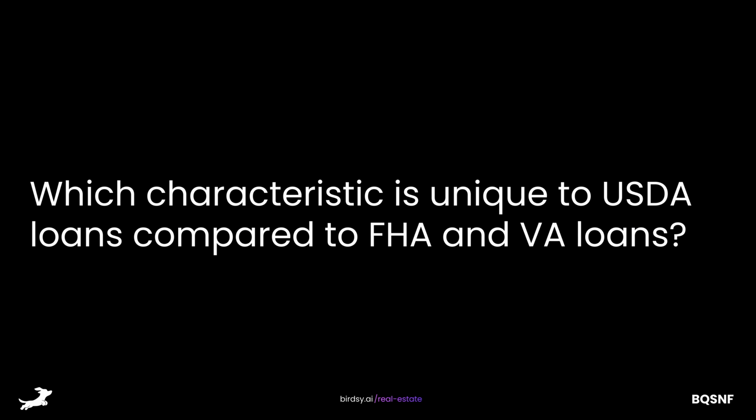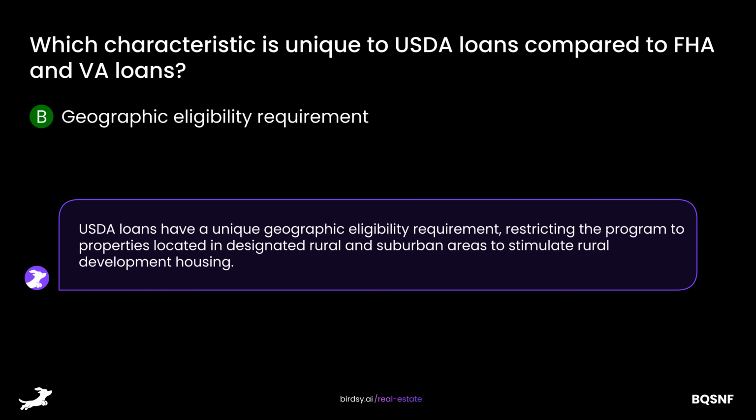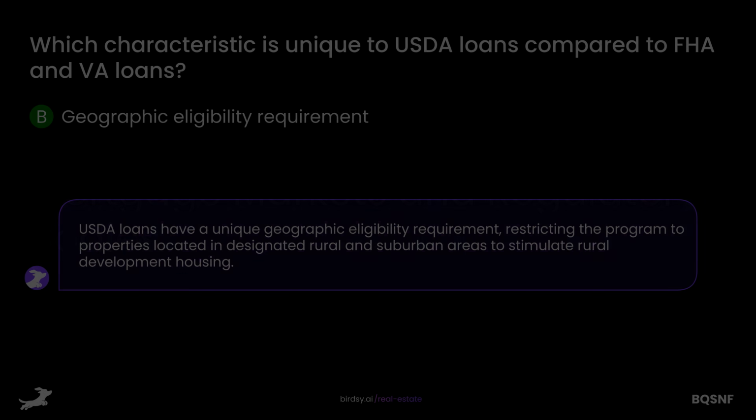Which characteristic is unique to USDA loans compared to FHA and VA loans? Is it A, available to all buyers, B, geographic eligibility requirement, C, fixed interest rates, or D, provided to veterans? The answer is B, geographic eligibility requirement. USDA loans have a unique geographic eligibility requirement, restricting the program to properties located in designated rural and suburban areas to stimulate rural development housing.